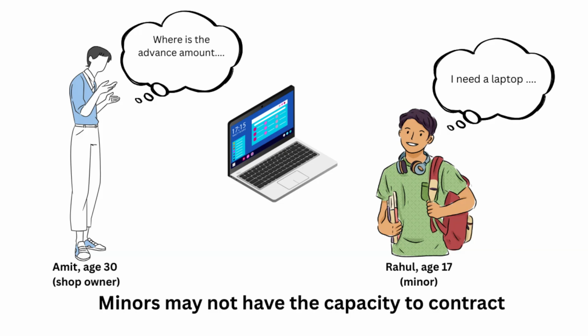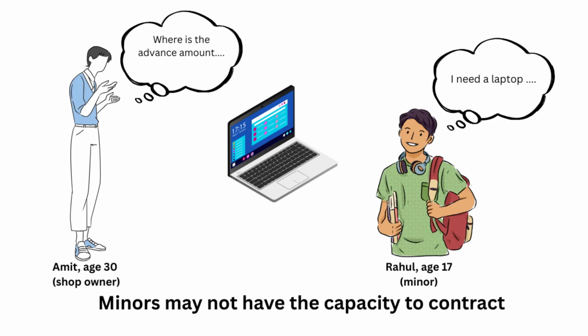He says, I don't want the laptop anymore. Amit says, you have to buy it. We made a deal. But legally, Rahul is still a minor. He is under 18. And in India, a person must be 18 or older to make a valid contract. That means this contract is not valid from the beginning.